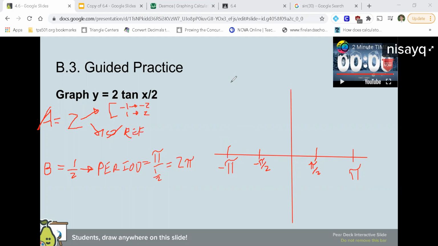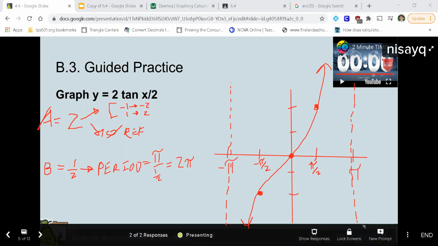Our pattern then is to do asymptote. -1, which has now been multiplied to become -2. 0, +1, which again has been changed to 2 by our A value, and asymptote. So you get a function that looks like, oh gosh, that's terrible. Like that. Yay. All right, any questions about this?